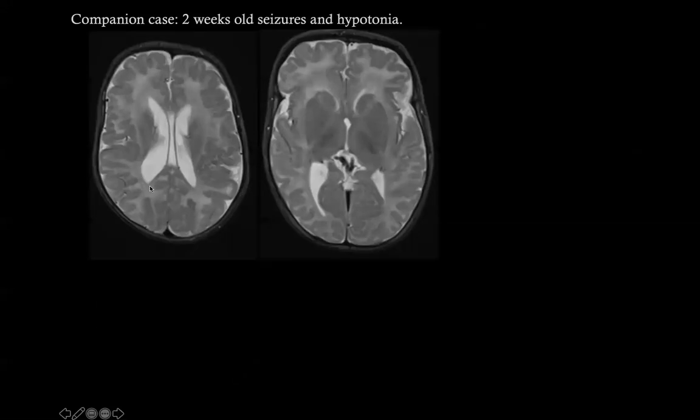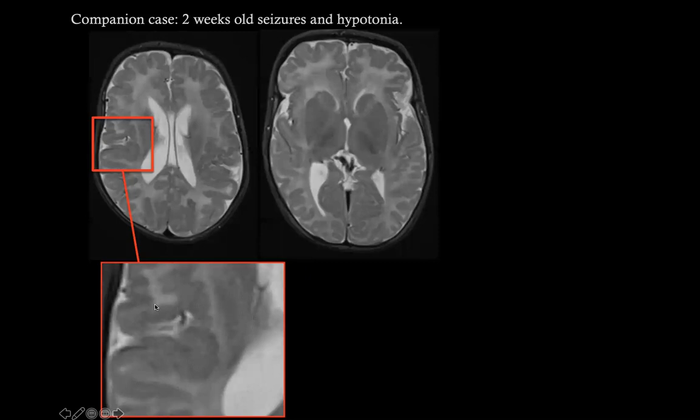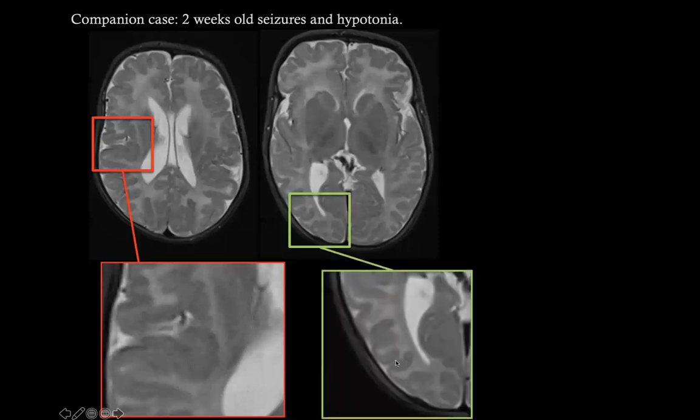Look at this brain and let's zoom in. Look at this area, which is lumpy, bumpy, in comparison to this area, which is quite sharp. Okay? This is a localized area of polymicrogyria. In this case, the child has seizure and hypotonia.